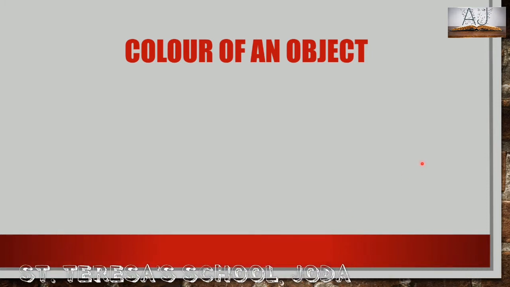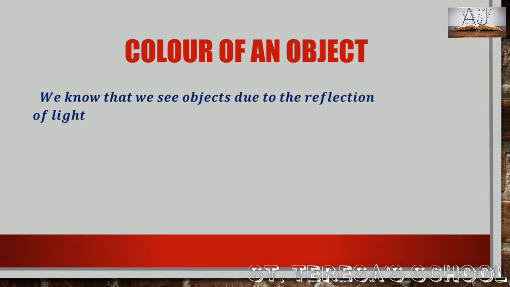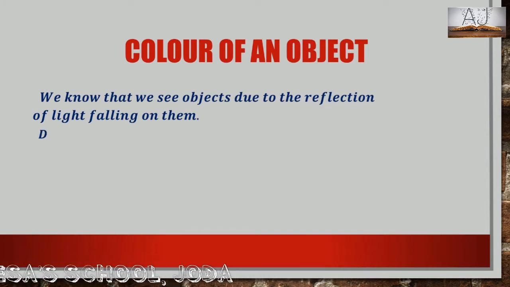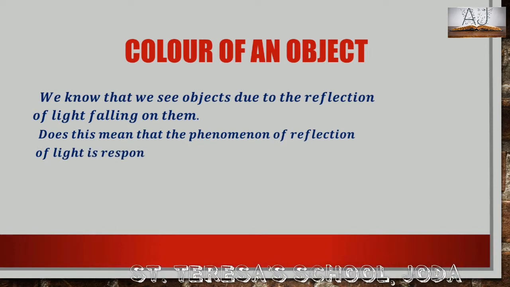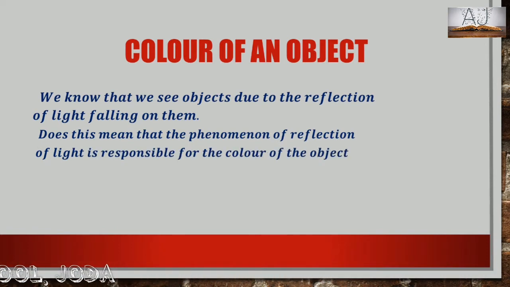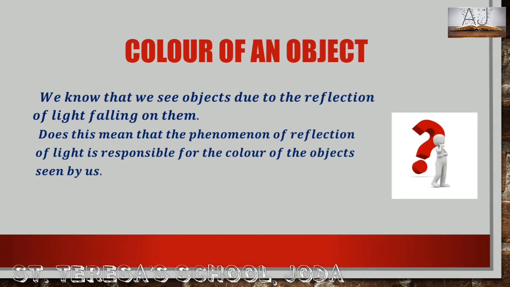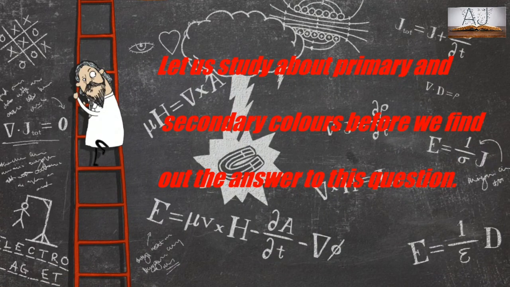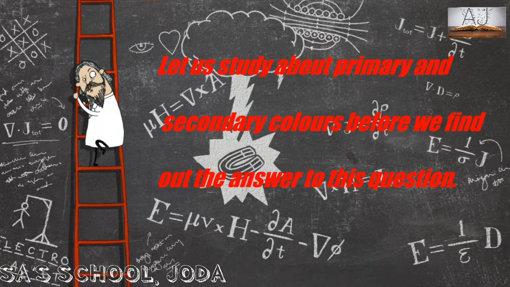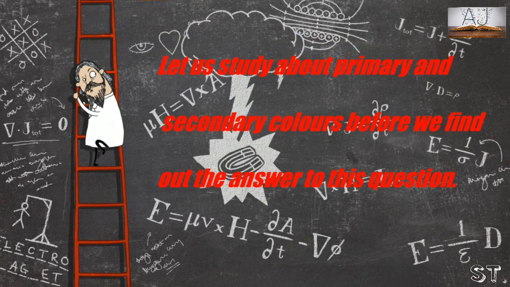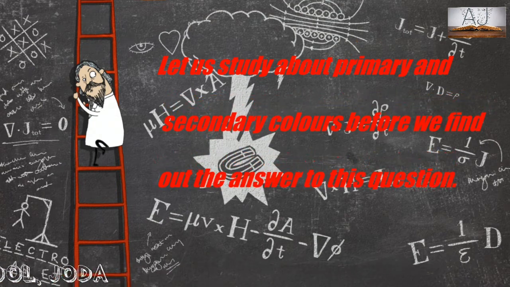Now let us see about the color of an object. We know that we see objects due to the reflection of the light. But does this mean that the phenomenon of reflection of light is responsible for the color of the object as well? Is it so? Let us try to find out. But before that, let us study about the primary and secondary colors. After studying this, we will get to know about the reason for the color of the object as well.